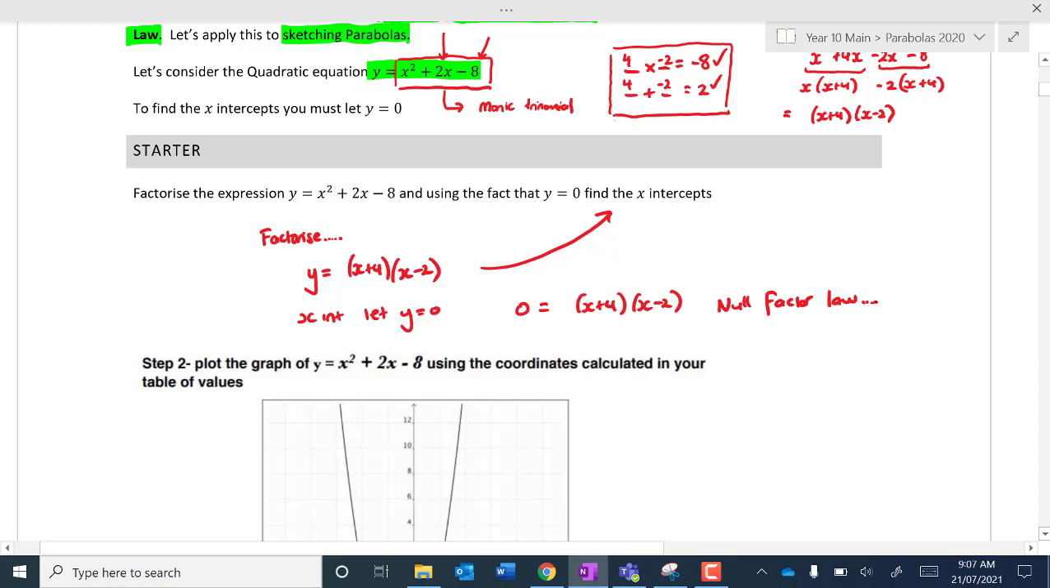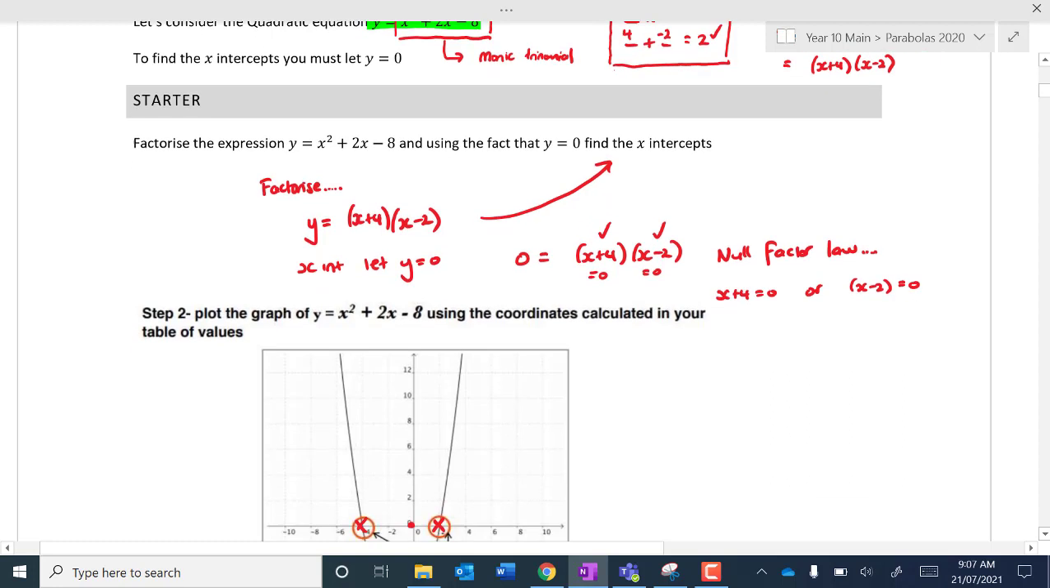The null factor law basically means that I need to solve this, and there are two ways this can equal 0. Either x plus 4 is equal to 0, or x minus 2 is equal to 0. That gives us our two solutions, as we've been solving in the past. If I subtract 4 from both sides, x equals negative 4, and if I add 2 to both sides, x is equal to 2. These are my two x-intercepts.